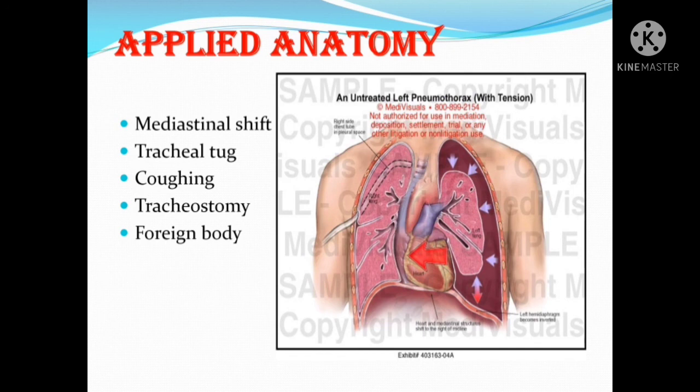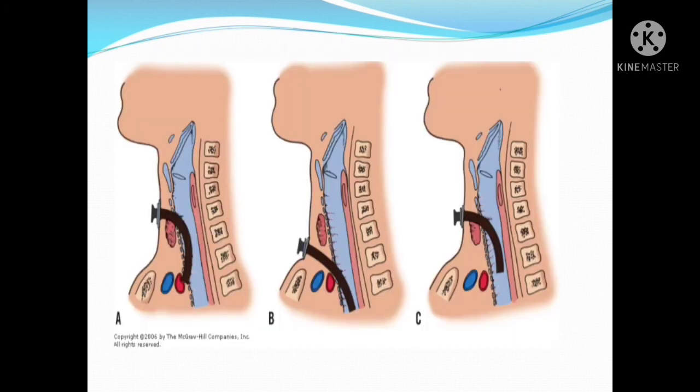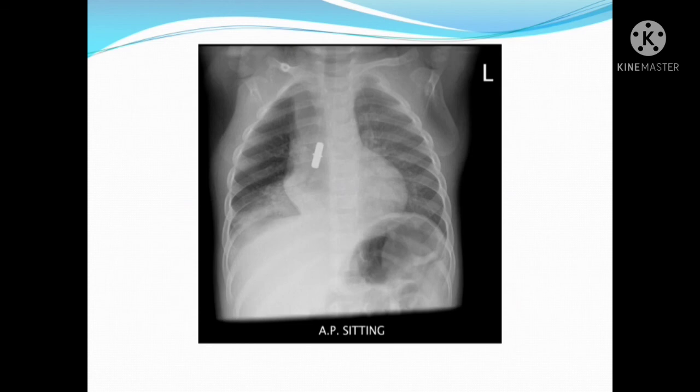And tracheostomy is usually done at the level of the second, third and fourth tracheal rings. Two more types are there, called high level tracheostomy and low level tracheostomy. Foreign body aspiration is more common in the right bronchus. In case of thyroid enlargement, it obstructs the trachea and produces dyspnea. This picture shows the tracheostomy, and this is the foreign body in the right bronchus.